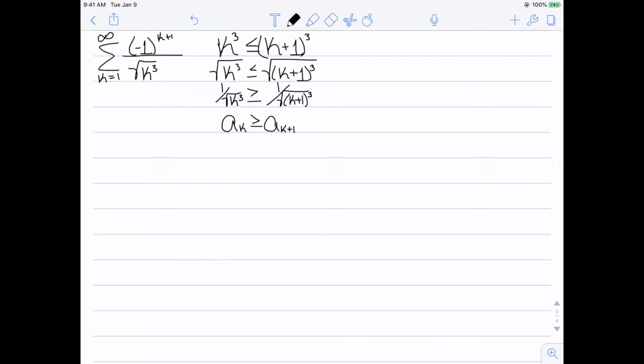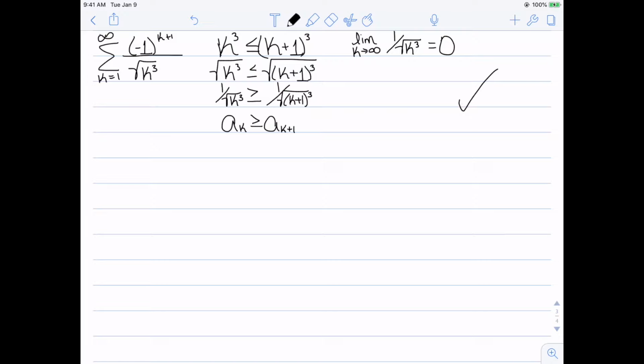The second thing I need to look at is the limit of the terms. The limit as k goes to infinity of 1 over the square root of k cubed. The top of the fraction is always a 1, and the bottom is getting larger and larger. So this limit is equal to 0. So this does converge.